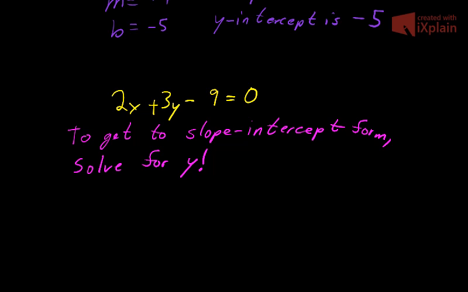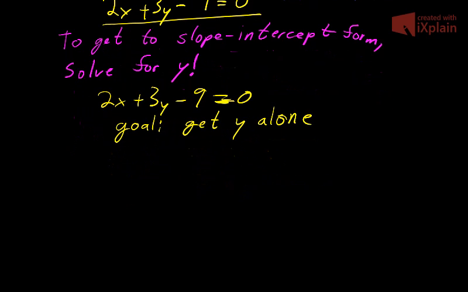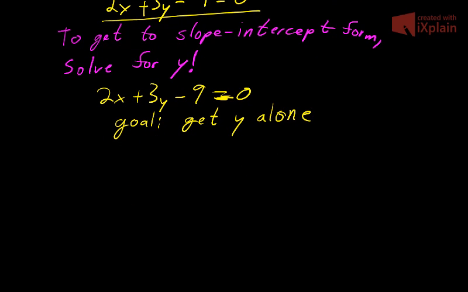So we're looking back at this equation right here. 2x plus 3y minus 9 equals 0. And solving for y means our goal is to get y alone. I see anything that says solve, and I think get that alone. So my goal is to get y alone. And the way I'm going to do that is to look at the things that are next to y and ask myself how I'm going to get rid of them.